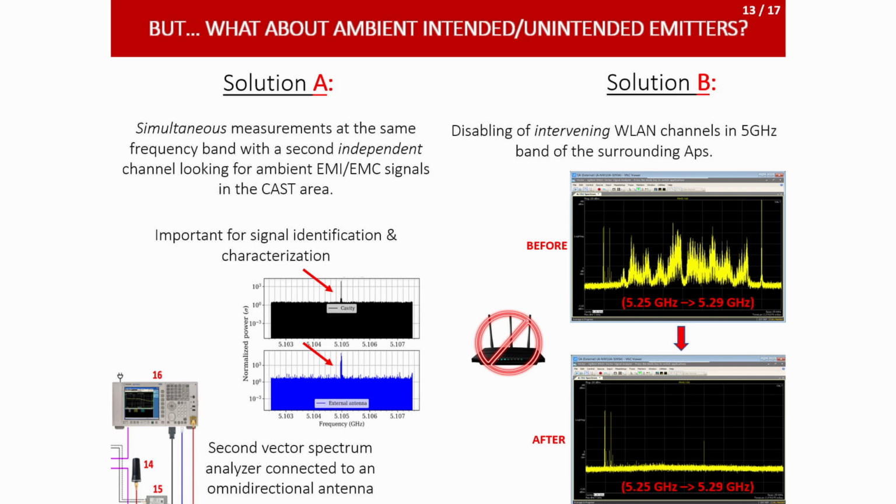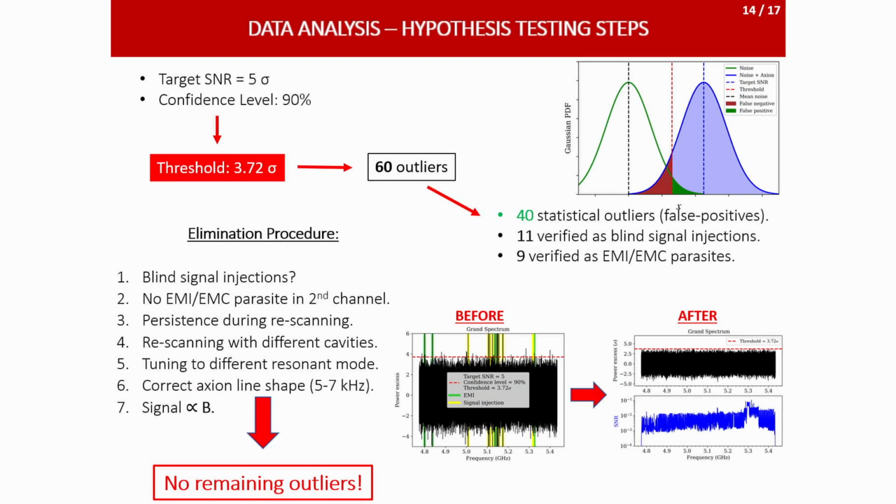So if we have a signal at the same time inside the cavity and in the external antenna, this would mean that this was a parasite and is discarded from further consideration. So we did our analysis. We set our target SNR to 5 sigma and our confidence level to 90%, which leads to a threshold of 3.72 sigma. This is this red line here.